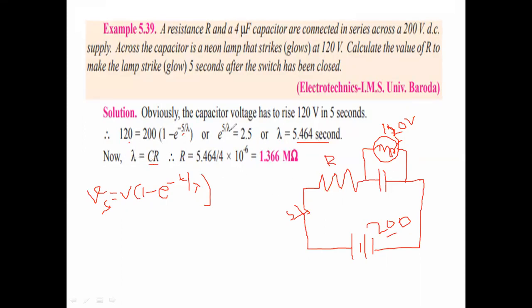And from that we know the capacitor value, and we know lambda, and from that you can get the R value. R is equal to lambda by C. So with this, we find the R value is 1.366 megaohms.